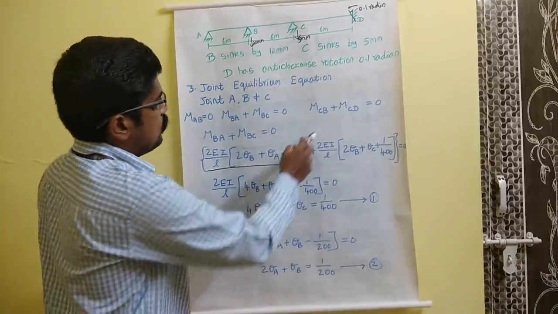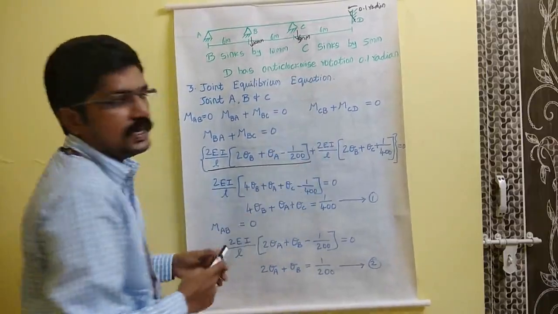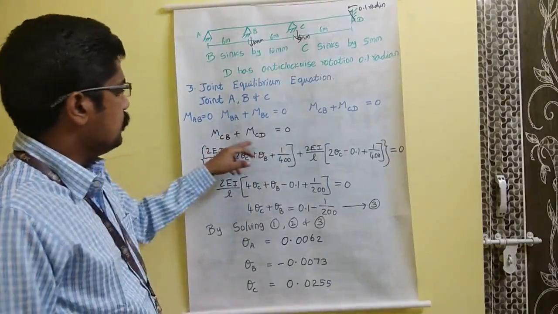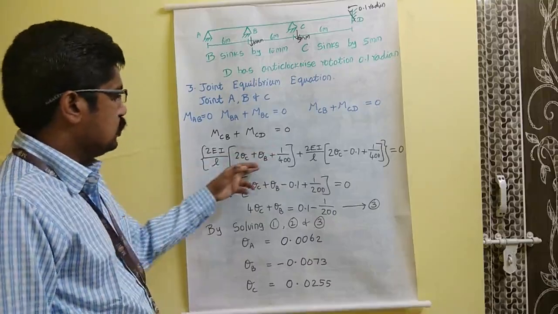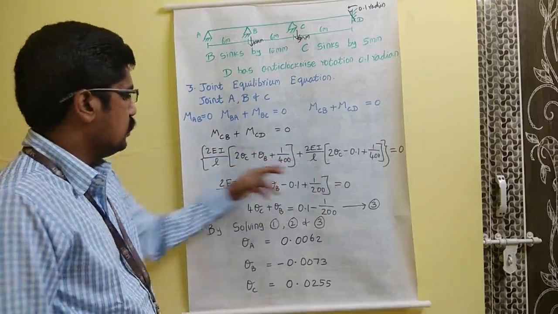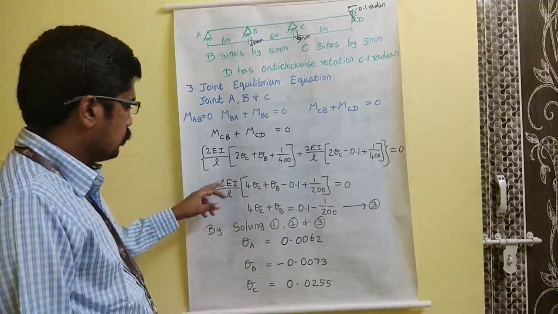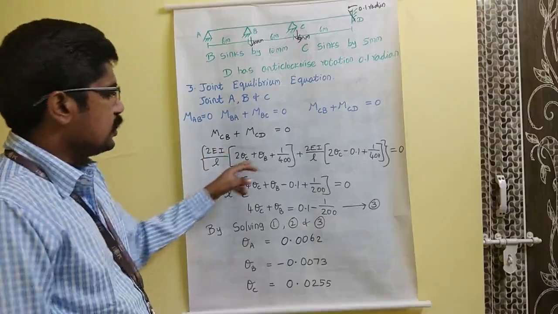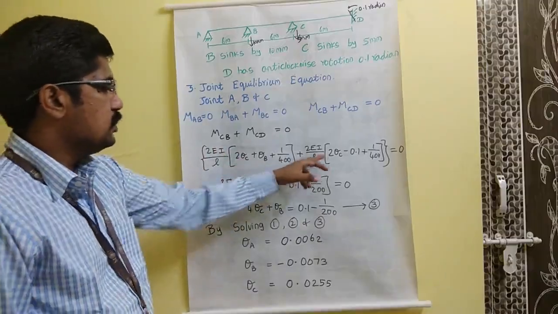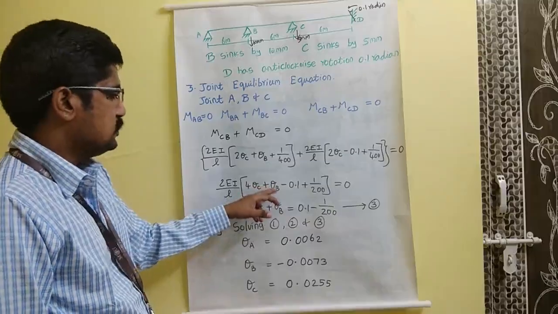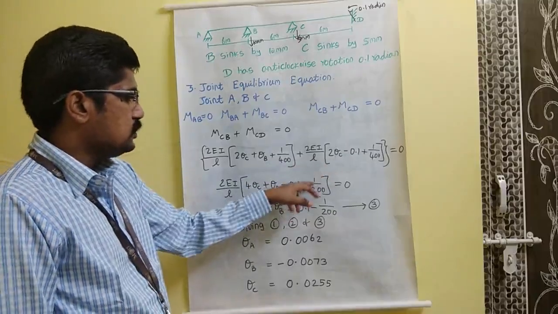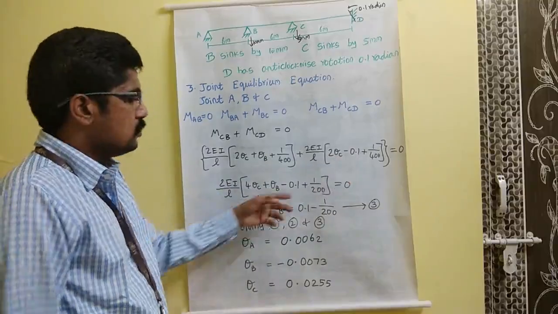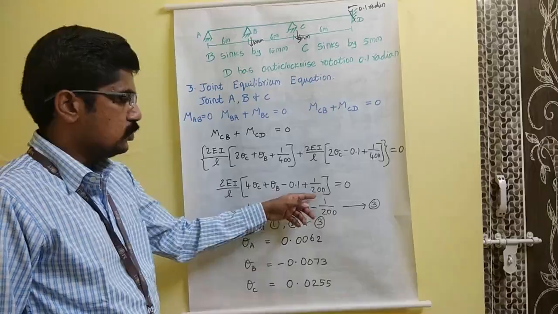Next we need to solve the joint MCB plus MCD. So here, I have taken the third joint, that is MCB plus MCD equal to 0. So I have substituted the MCB value and MCD value. In these two values we have 2EI by L as a common term, so I have taken it out. And I have added the common terms, that is 2 theta C plus 2 theta C is 4 theta C, plus theta B, minus 0.1 plus 1 by 200, because 1 by 400 plus 1 by 400 we will get 2 by 400. So if you simplify that, you will get 1 by 200 equal to 0.